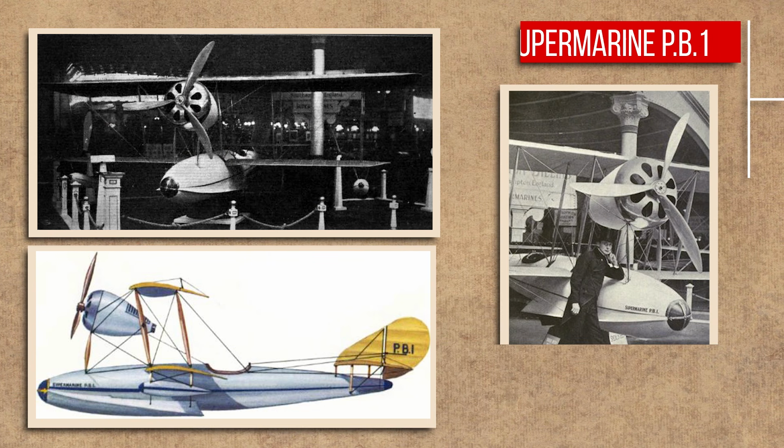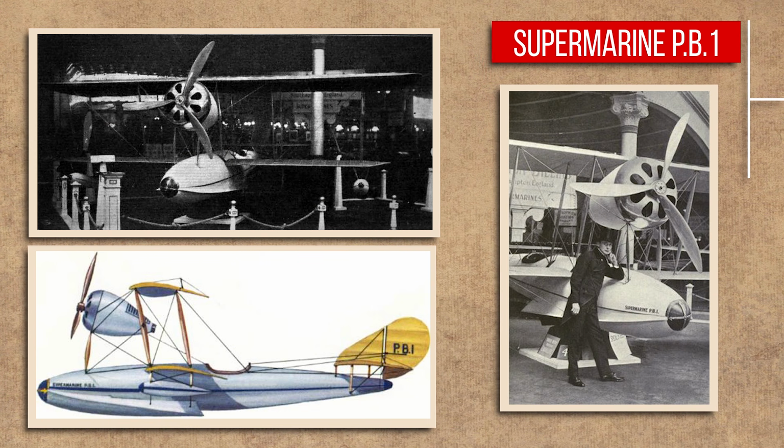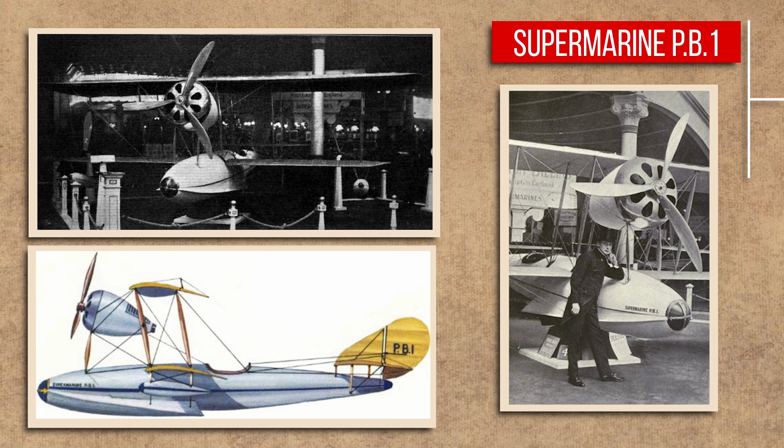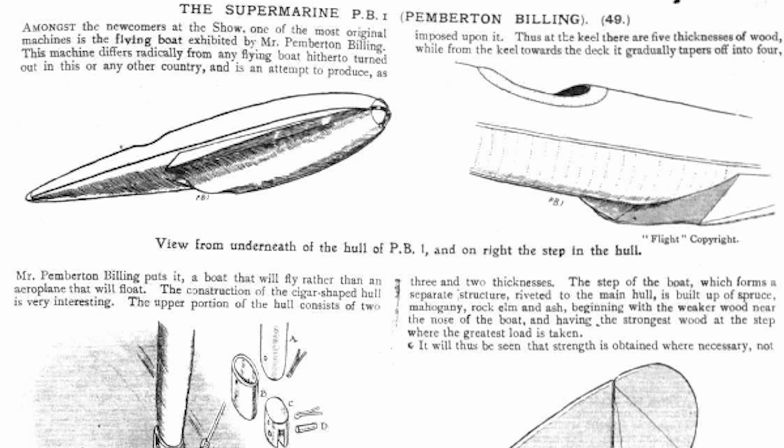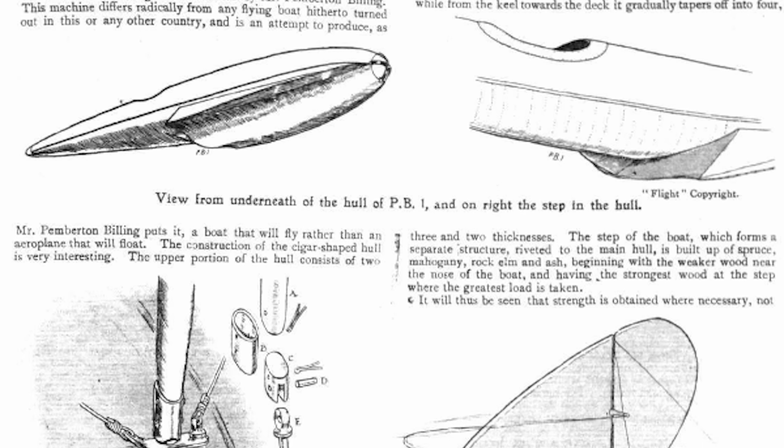This was the Supermarine P.B.9, and it was shown off at the Olympia Aero Show in March of 1914. Its sleek lines were the work of Linton Hope, a yacht builder hired by Pemberton-Billing.